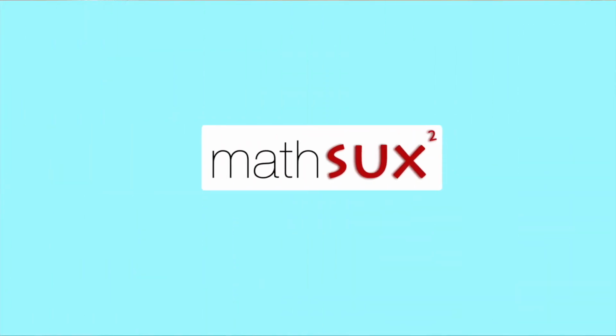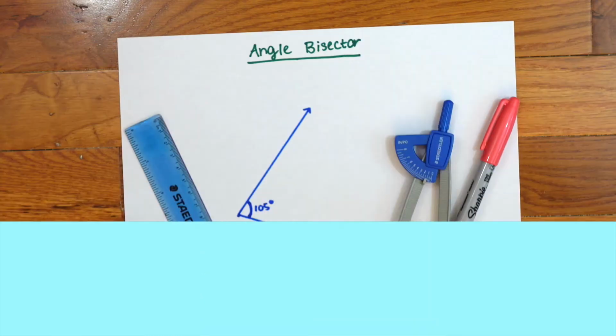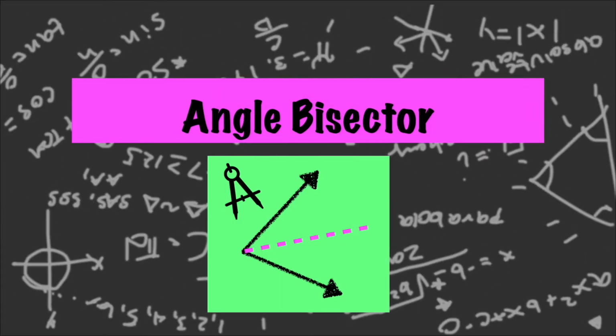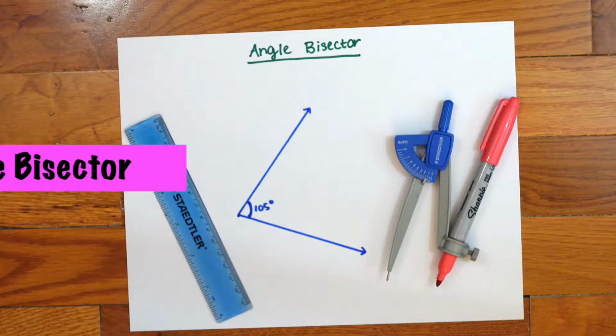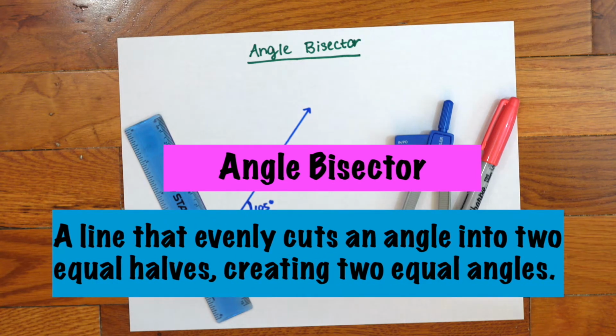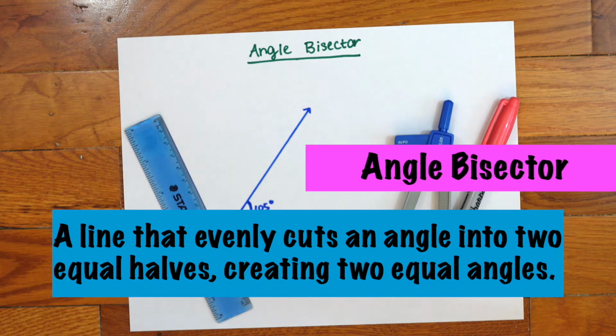This video is going to help you pass geometry. In this video we're going to go over an angle bisector example by going over the angle bisector definition and then constructing an angle bisector using a compass and straight edge. So what is an angle bisector? It's a line that evenly cuts an angle into two equal halves, creating two equal angles.